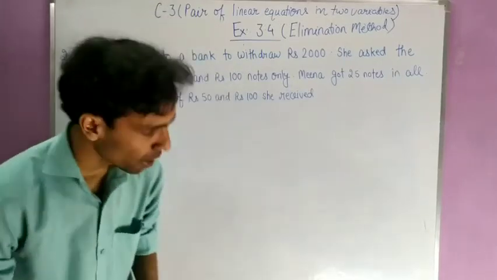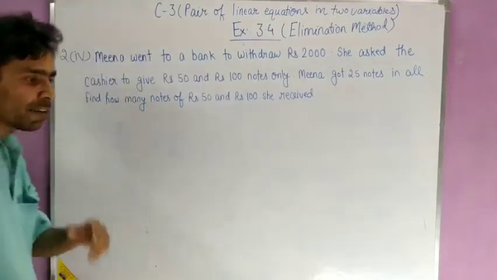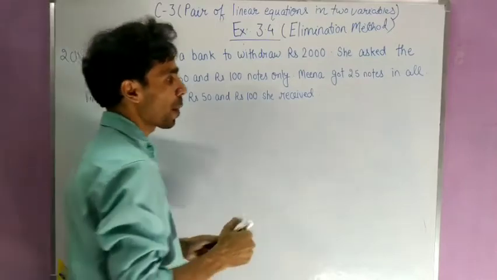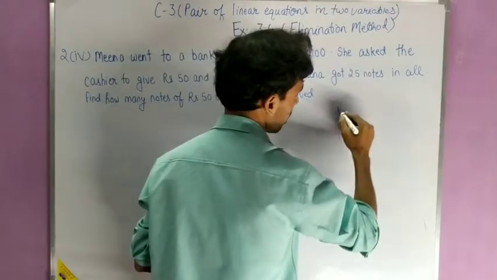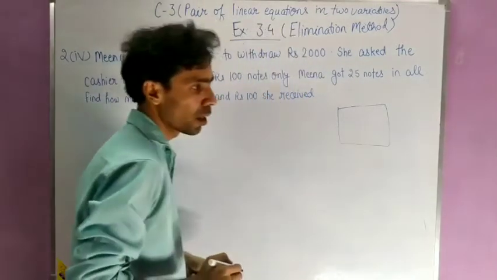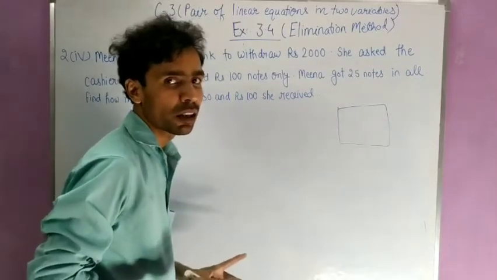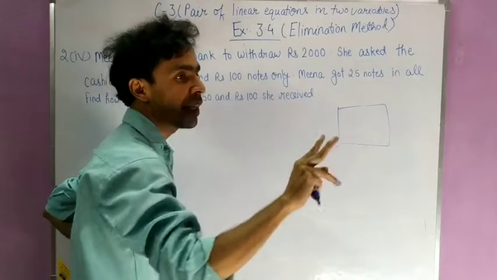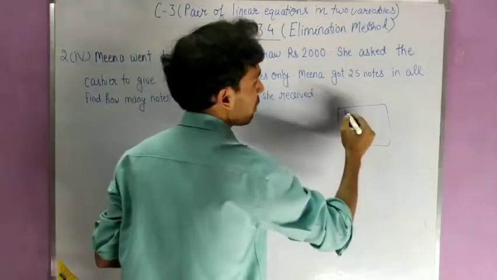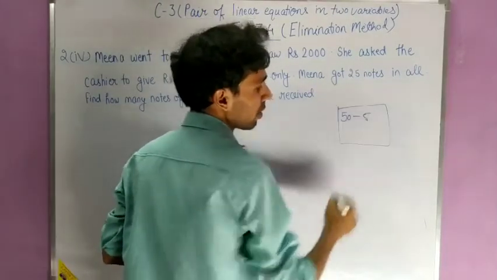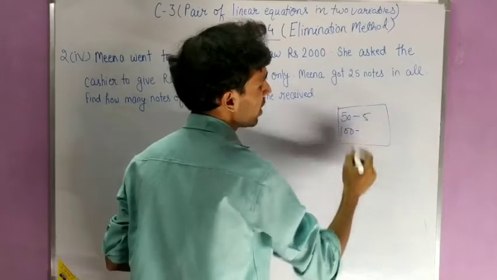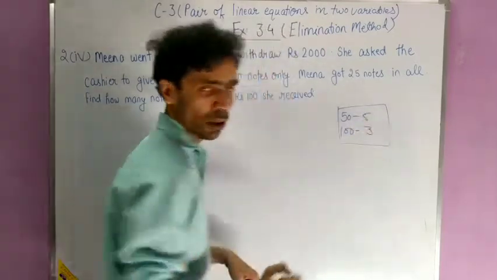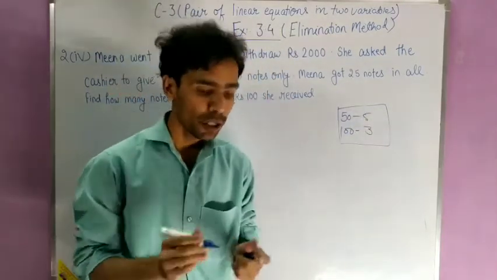Okay. So I will give you one example. Suppose in your bag only two types of notes are there. Suppose you have in your bag only 50 and 100 rupees notes. The 50 rupees notes are 5 and the 100 rupees notes are 3. Are you getting my point?